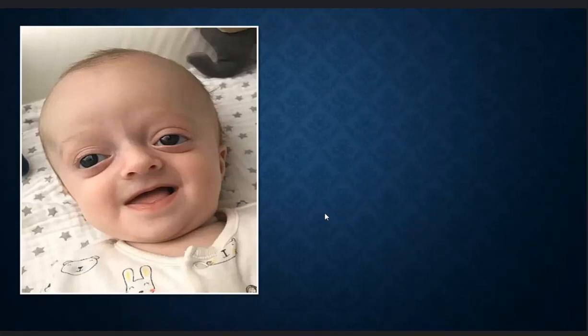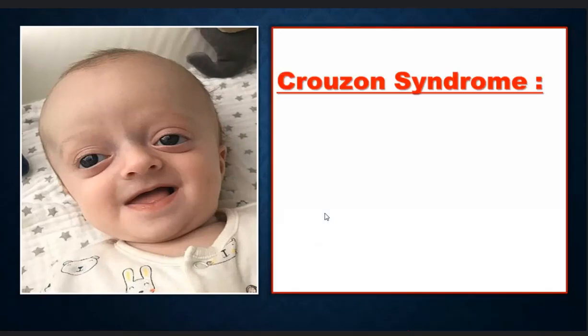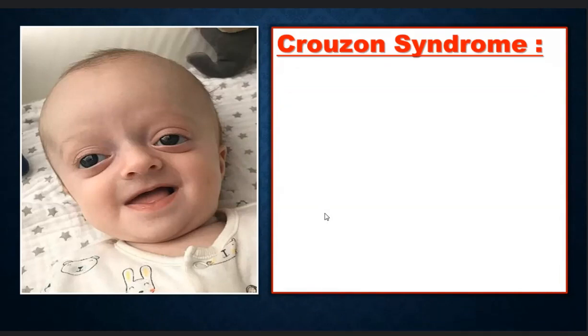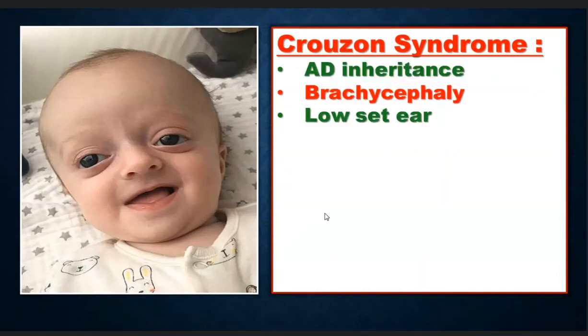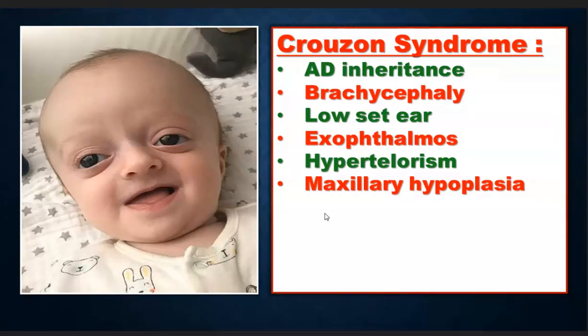But it's not isolated. It is a part of a disease called Crouzon syndrome. So what is Crouzon syndrome? It is a hereditary disorder, autosomal dominant in inheritance. The patient has brachycephaly, meaning premature fusion of the coronal suture. They have low-set ears and exophthalmos. They have hypertelorism and maxillary hypoplasia. In the side profile, they have a flat or sometimes even depressed face because of the maxillary hypoplasia.